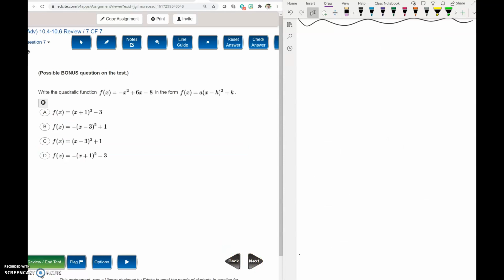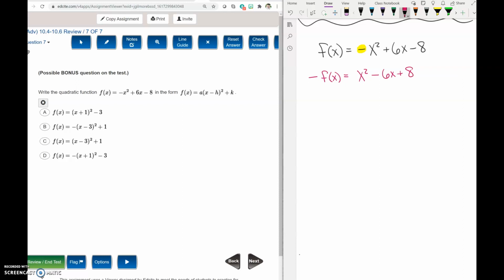This last question is a potential bonus question, and really what it's asking you to do is complete the square to convert this from what I call standard form back into vertex form. So I'm just going to show you how I do this. Now, this negative in front is a little problematic. So what I'm going to do is multiply everything by -1. So I'm going to have negative f of x equals positive x squared minus 6x plus 8. So I multiplied everything in that equation by -1, including the f of x.